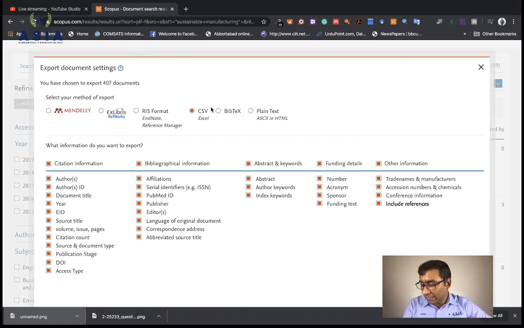Okay, let's export this result. If you see, all this information is available, click on all options. We are going to extract all information. We have to include everything available on the Scopus database. So that's why I click on everything.